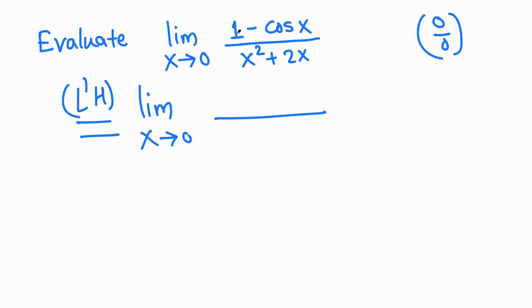So let's find the derivative. Derivative of 1 is 0, we don't have to write it, or we can write it, okay, minus. The derivative of cosine is negative sine x, and minus and negative, that is plus. On the bottom, the derivative of x squared is 2x plus the derivative of 2x is 2. Let me simplify.